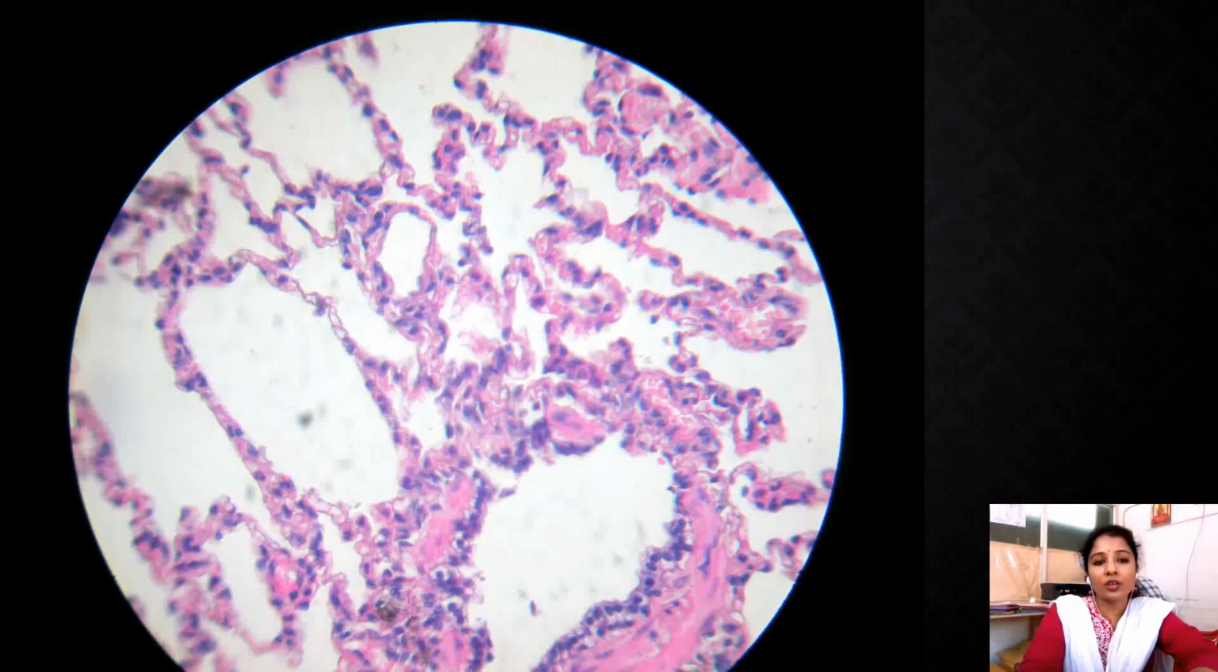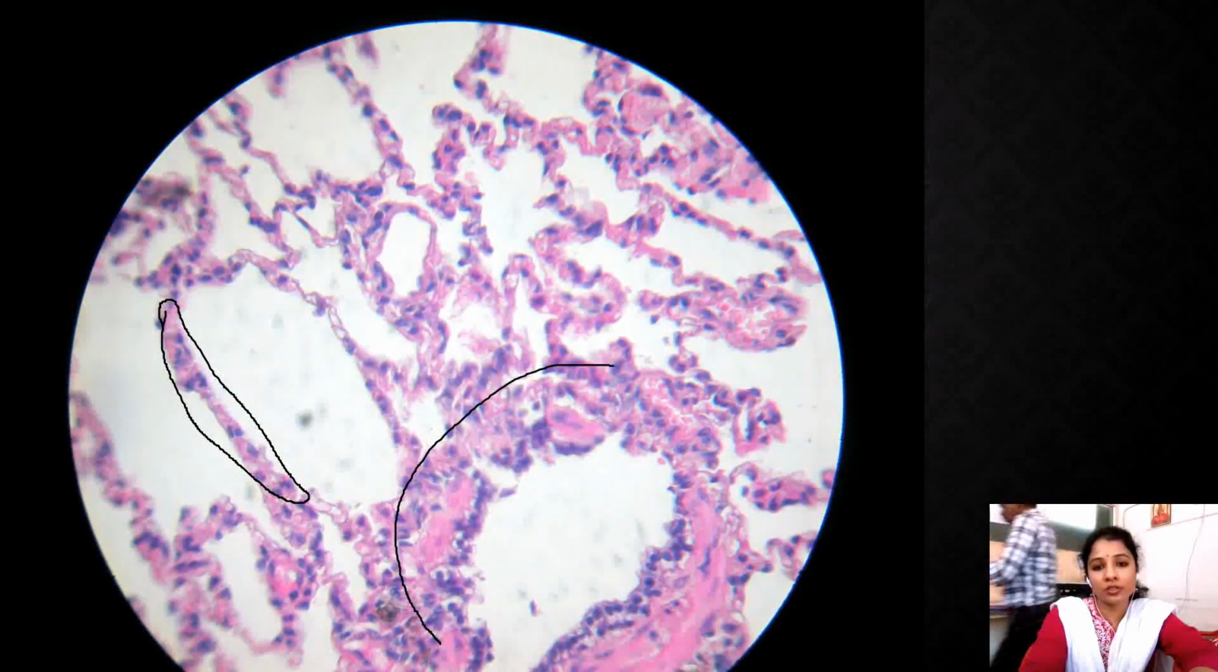So here is a closer view showing the simple squamous epithelium. So we can see the simple squamous epithelium here. I am just marking around them, and we can see the cut sections of bronchioles. So cut sections of bronchioles are seen, which are lined by the ciliated columnar epithelium, and a smooth muscle layer is present around the bronchioles.